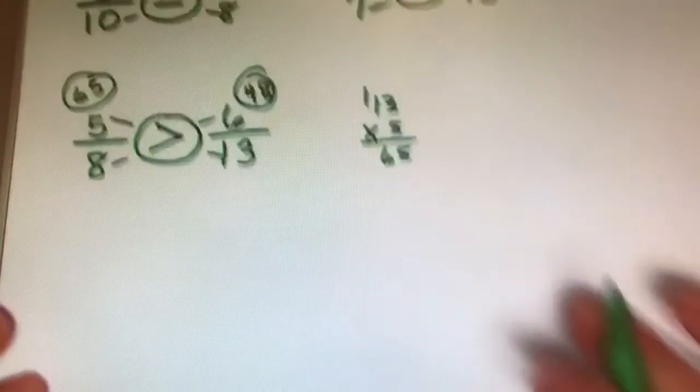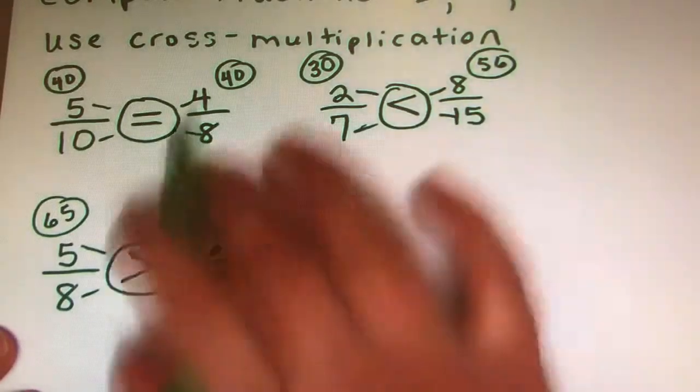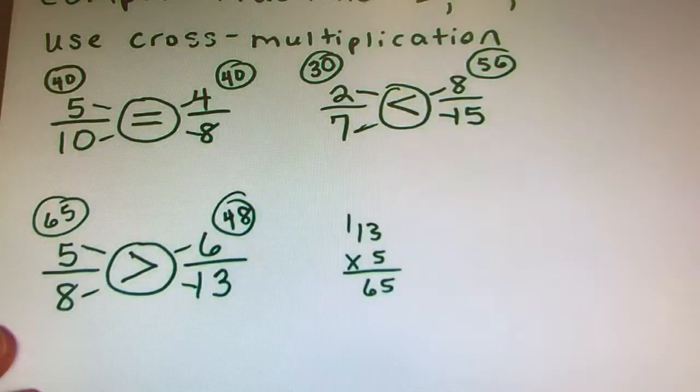Okay, so when you're comparing, we just want to use cross multiplication, compare the products, and that will tell you what sign to put in there.